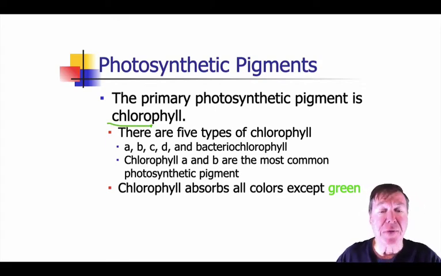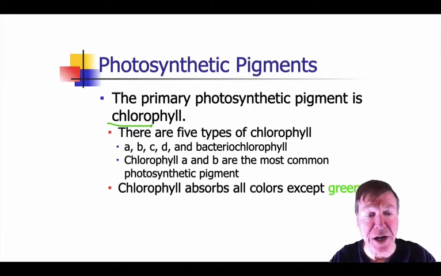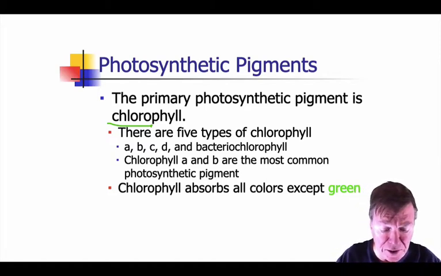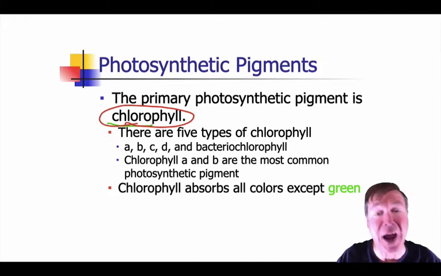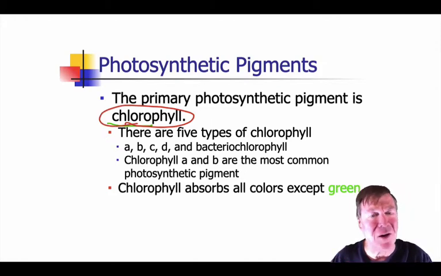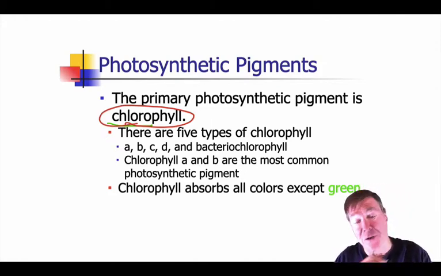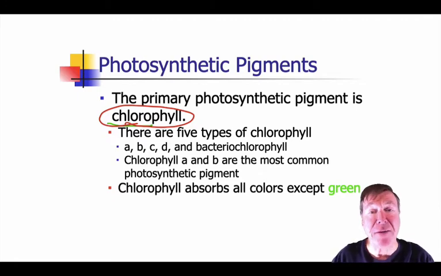There are five types of chlorophyll, but you don't need to know this. You need to know about chlorophyll. That's a biggie right there. You kind of need to know about chlorophyll. There are 5 types of chlorophyll: A, B, C, D, and bacterial chlorophyll. You don't need to know any of that.